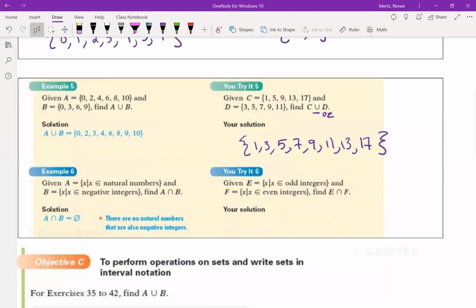Number 6 says, what do odd integers and even integers have in common? So what do odds and evens have in common? They actually have nothing in common. So when there's nothing, you could either keep the set empty, so that means no solution, or you could write this symbol. So that or that. Thank you so much.